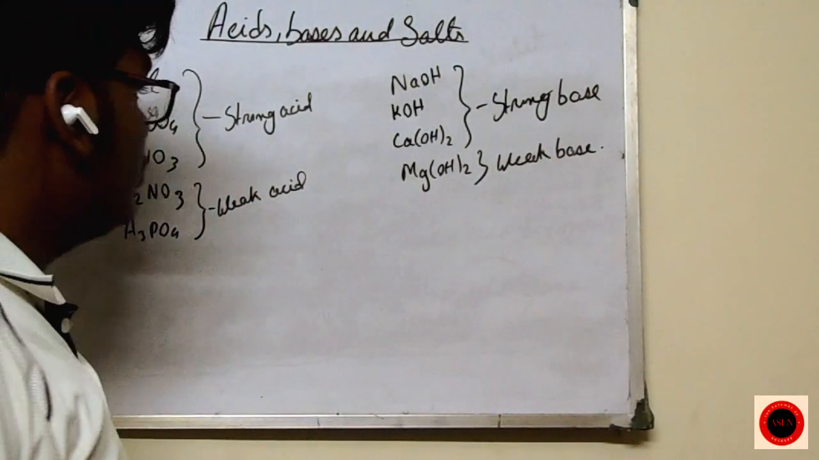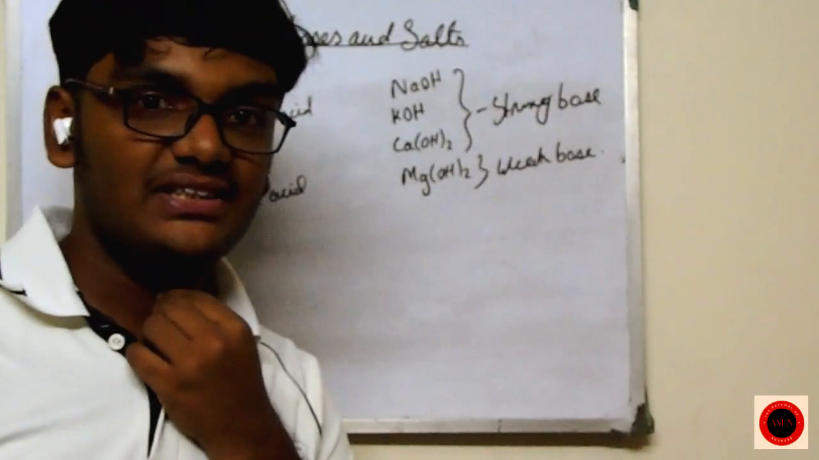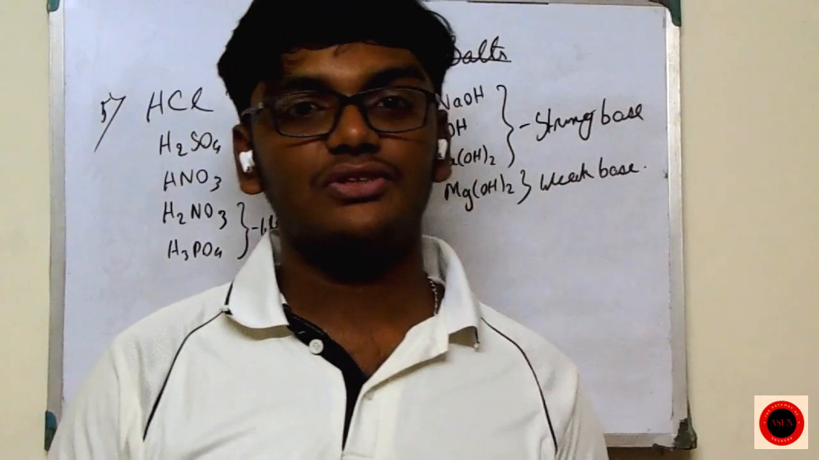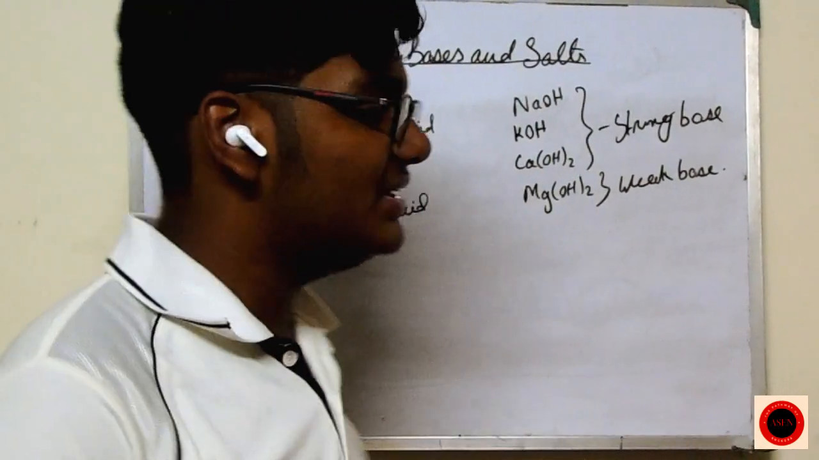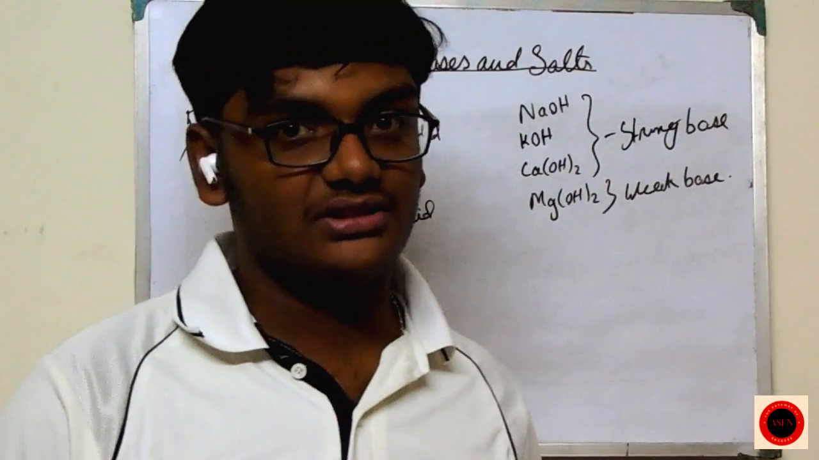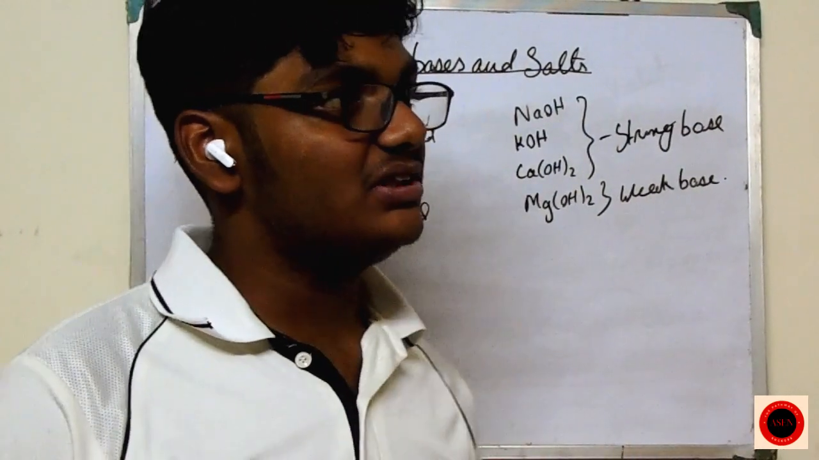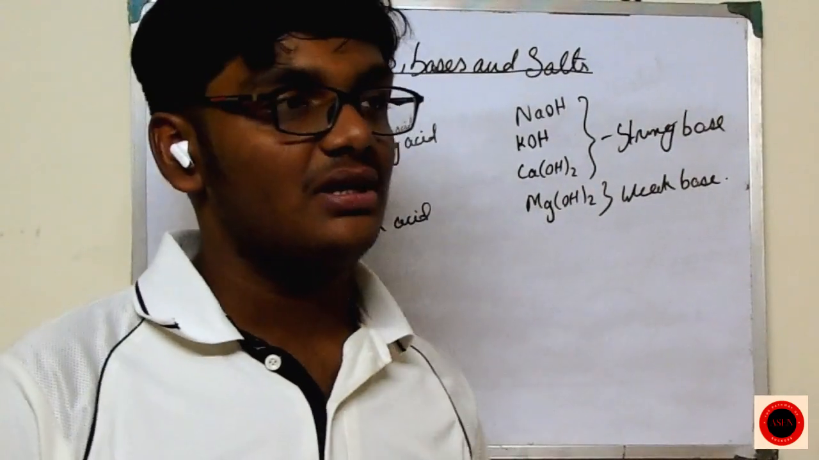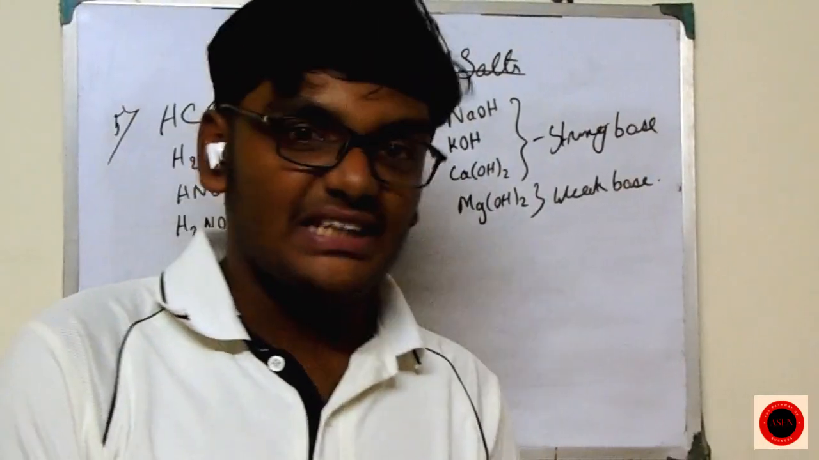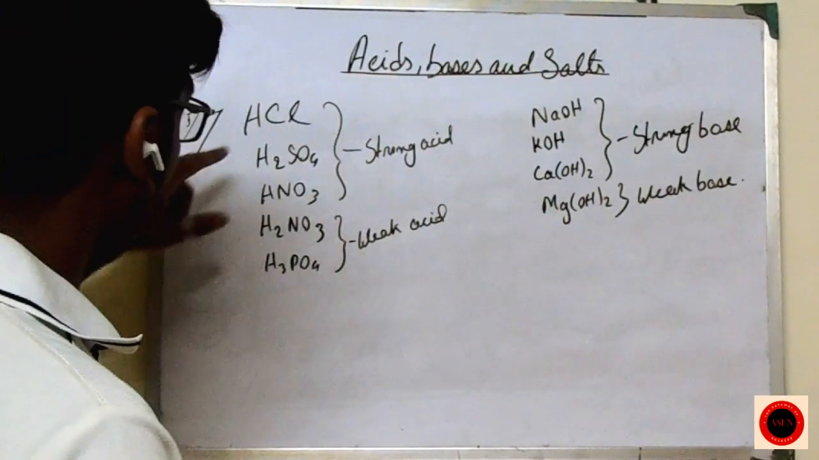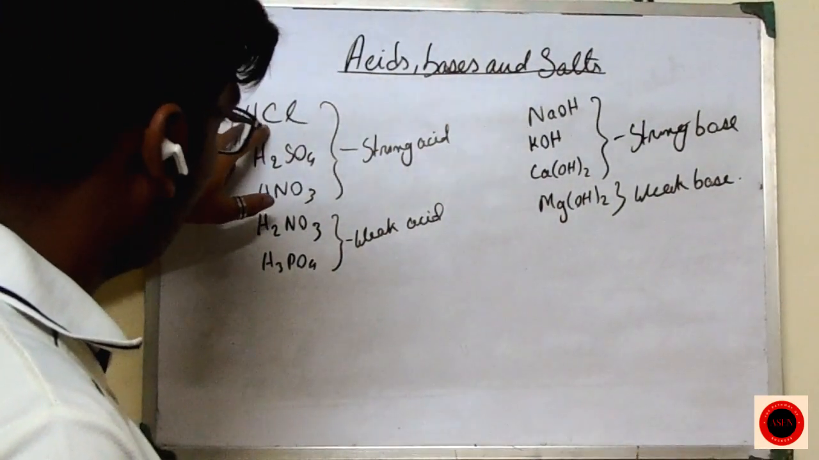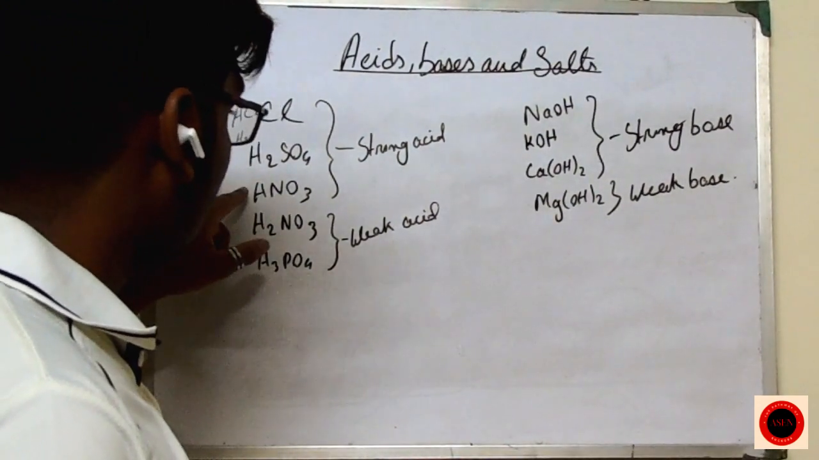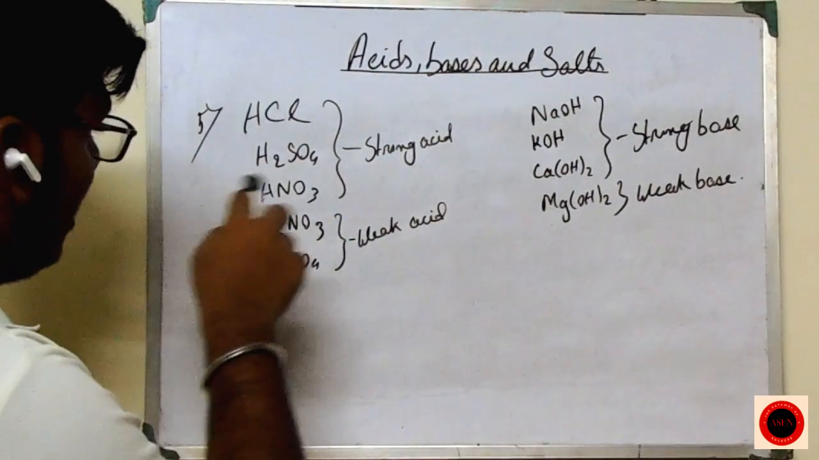Okay, so the next portion is strong acid, weak acid, strong base and weak base. Strong acid is that which contains more H plus ions, and weak acid is that which contains less H plus ions. And strong base is which contains more OH minus ions, and weak base is that which contains less OH minus ions. Okay, so HCl, that is hydrochloric acid, sulfuric acid H2SO4, HNO3, that is nitric acid. These three are strong acid.